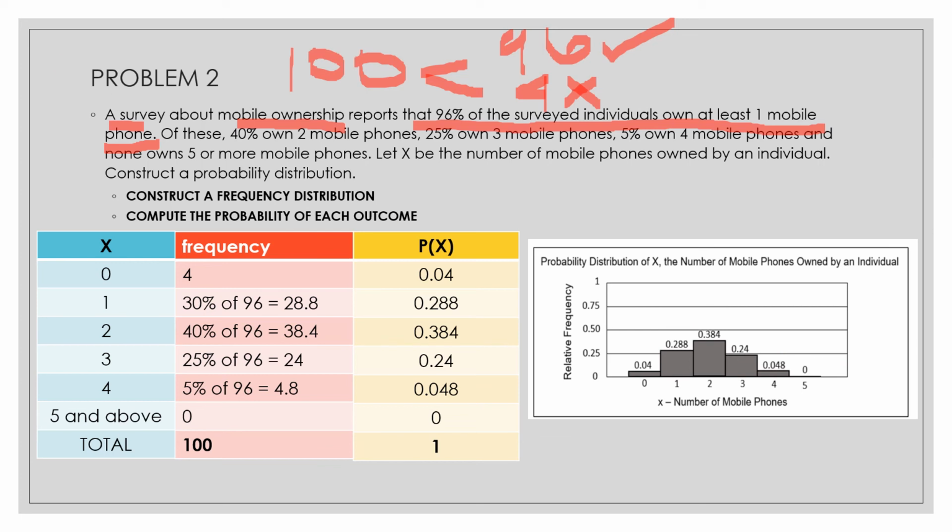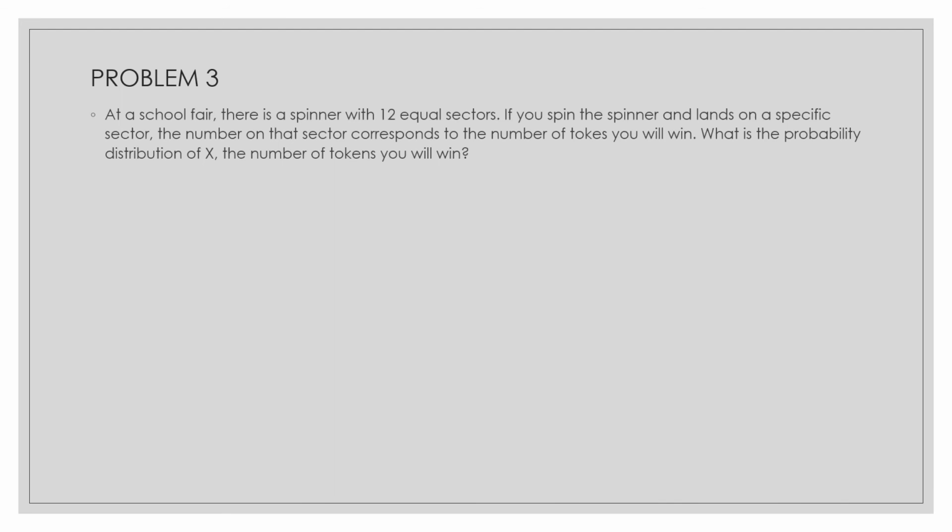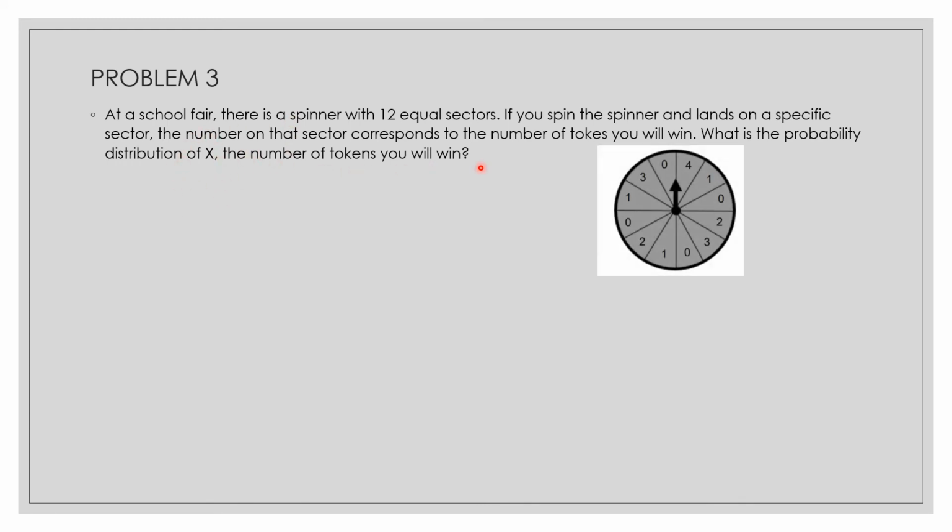Okay, let us have our last problem. At a school fair, there is a spinner with 12 equal sectors. If you spin the spinner and lands on a specific sector, the number on that sector corresponds to the number of tokens you will win. What is the probability distribution of X, the number of tokens you will win? So, basing from our problem, our random variable is the number of tokens that we will win.